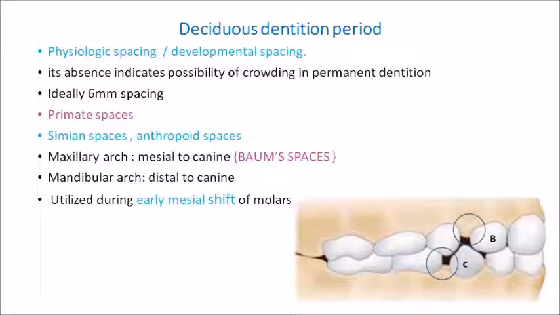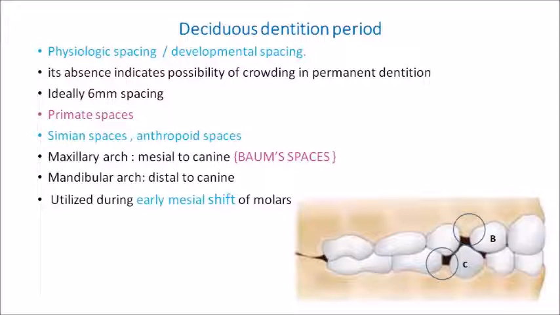Now coming to another important feature of the deciduous period, which is the physiological spacing or developmental spacing. Normally during the deciduous dentition period, there will be spacing between the primary dentition. It is a normal feature, and absence of it indicates the possibility of crowding in the future permanent dentition. Ideally there should be 6 mm of spacing in the deciduous dentition so that it can be replaced properly, so that we can get a well aligned permanent dentition.